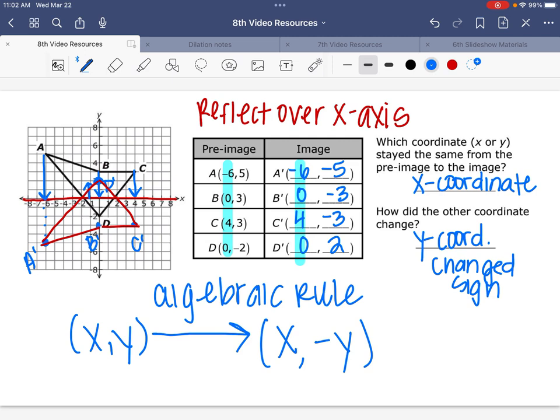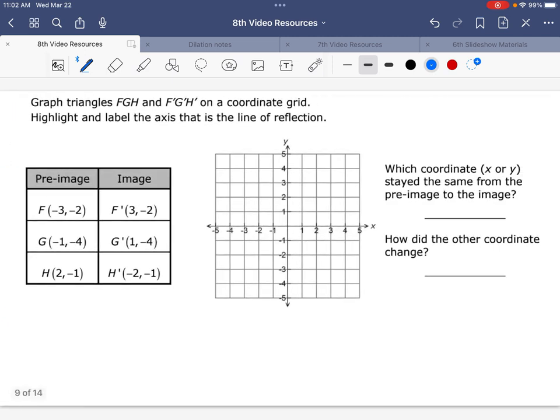Okay, and now we're going to take a look at one more. And so this one's a little different. In this case, we're given the coordinates for the pre-image and the image. And so I'm going to graph the pre-image in blue. So F is at -3, -2. G is at -1, -4. H is at 2, -1. So there we have our triangle.